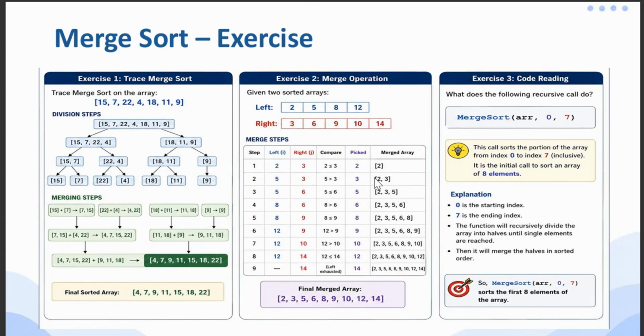So we insert the value 3 into the merged array, right? So likewise you can fill this table, right? Finally you will encounter a remaining element, you just need to append those, right? So the final merged array is this.